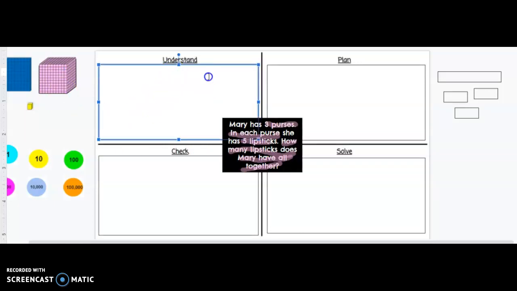Okay, so let's talk about this understand first. What do we need to know? She has 3 purses. Each purse has 5 lipsticks. That's what I need to know. That is the important part of this problem, okay? So now I'm going to create my strip diagram.